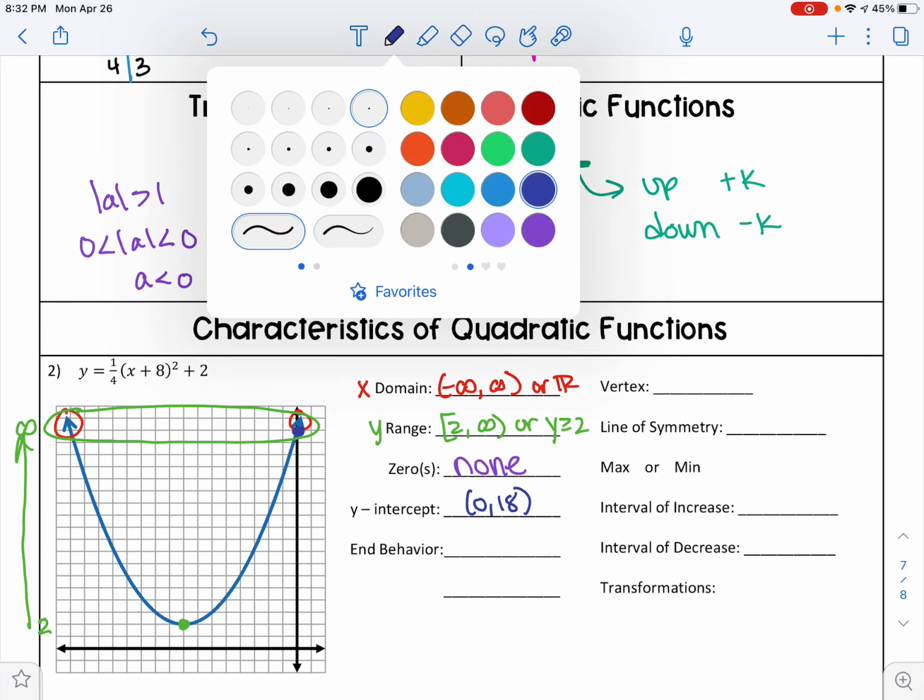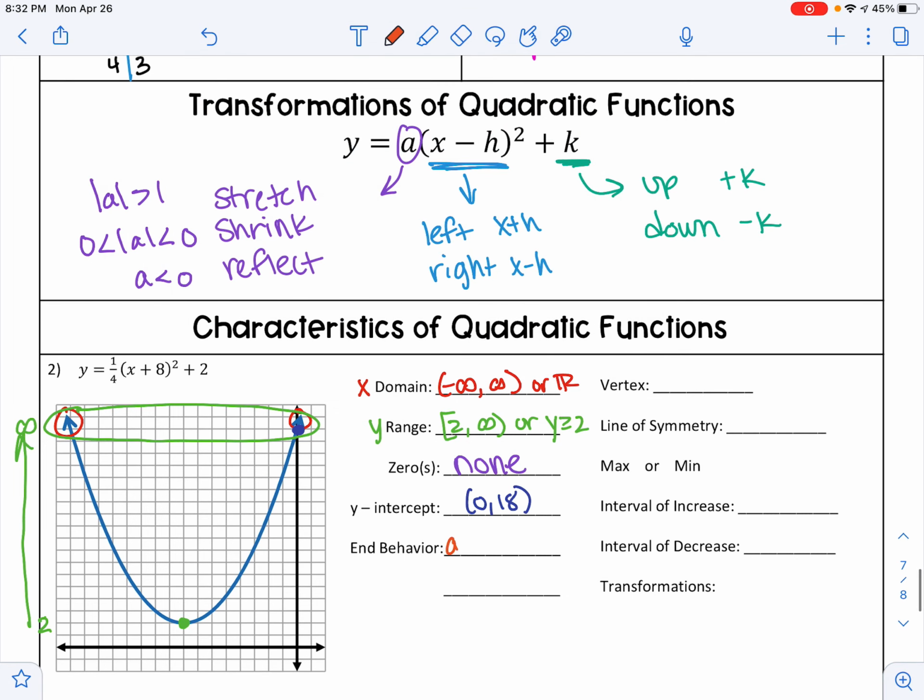Your end behavior. So as x approaches negative infinity, we want to figure out what y is doing. And as x approaches positive infinity, we want to figure out what y is doing. As x approaches negative infinity, this is telling you to look at the left side of your graph. The left side of our graph is pointing up, so that's going to positive infinity. As x approaches positive infinity, this is telling you to look at the right side of your graph. The right side of your graph is pointing up, so that's going to positive infinity.